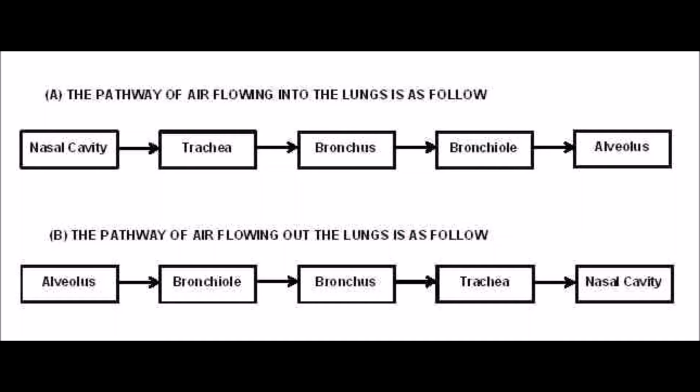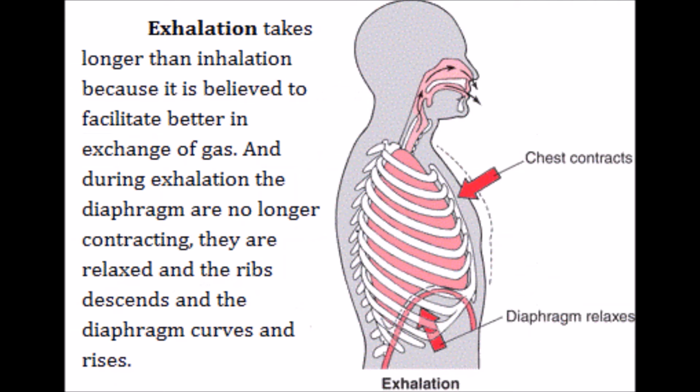Exhalation flows out from the alveoli, then it enters into the bronchioles and then into the bronchus. Then it enters into the trachea and finally flows out through the nasal cavity. Exhalation takes longer than inhalation because it is believed to facilitate better exchange of gas. And during exhalation, the diaphragm is no longer contracting, it is relaxed, and the ribs descend and the diaphragm curves and rises.